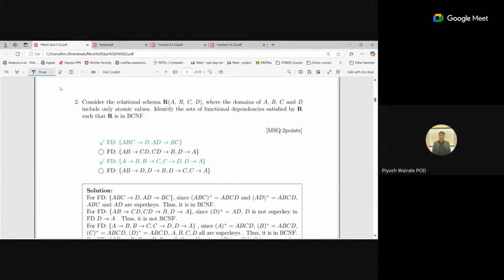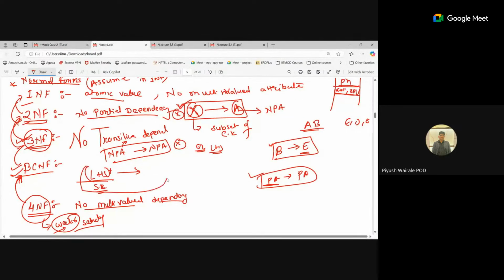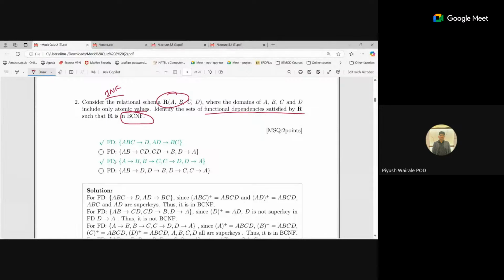So let's discuss this question. We have a relation, we have a domain. Atomic values means 1NF is already present. Identify the set of functional dependencies satisfied by R in BCNF. Now, what did we discuss about BCNF? Left hand side must be a key for every FD. If it is there, then it's already in 3NF, 2NF, 1NF as well. So what we need to do in this particular case, for every FD, find the candidate key for this relation R, and every left hand side must be a key. So what about option number one? What's the key here for option number one?